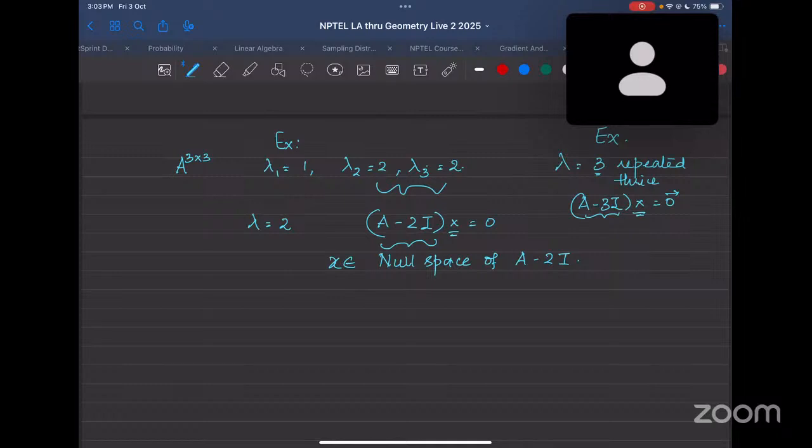But that is also the identity transformation, which means the entire xy plane is going to be the eigenspace for it.